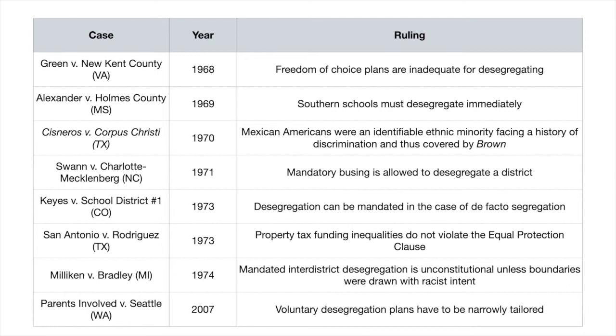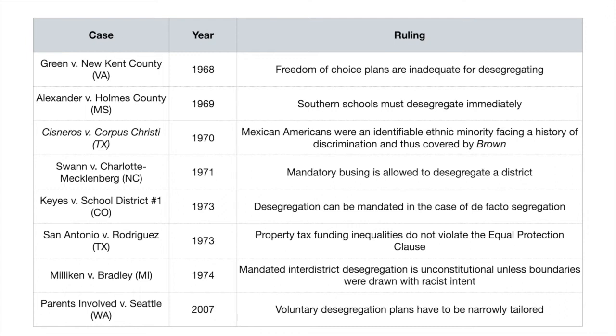It was in 1970, in Cisneros versus Corpus Christi, that Mexican Americans were identified as an ethnic minority facing a history of discrimination, so that Brown's declaration that separate is inherently unequal could finally be applied to Mexican Americans in the United States.